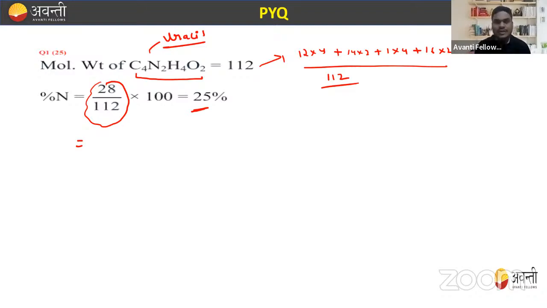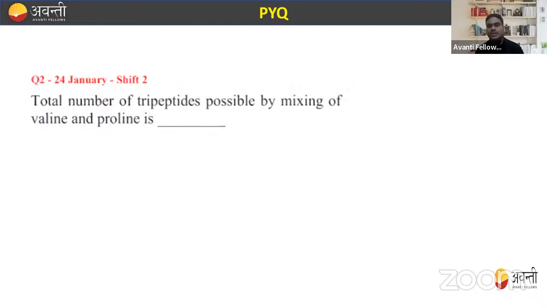Okay, so this is absolutely the correct answer for this question. Now, the total number of tripeptides possible by mixing of valine and proline. This question is basically from proteins, that is, the peptide bond. So in this question, they are asking the total number of tripeptides possible by mixing of valine and proline. So let's see the solution.